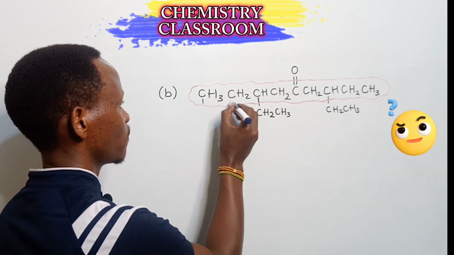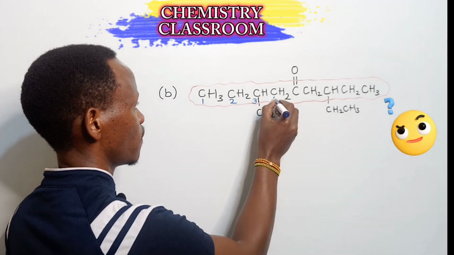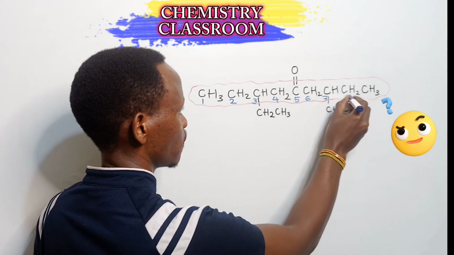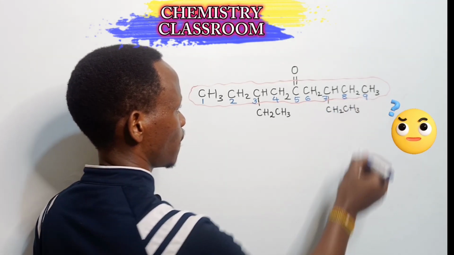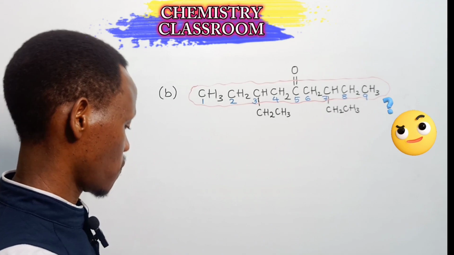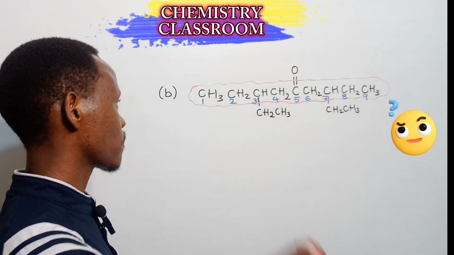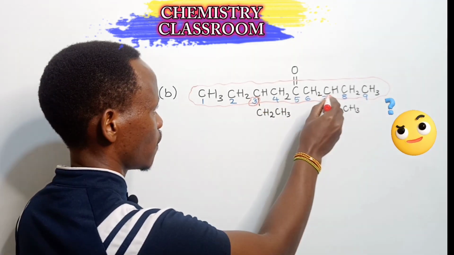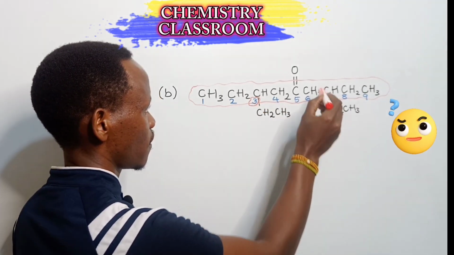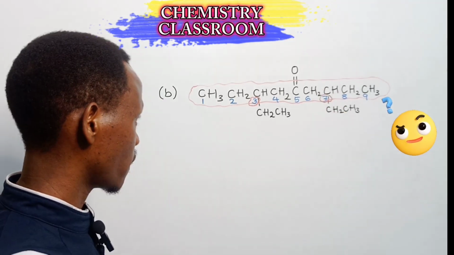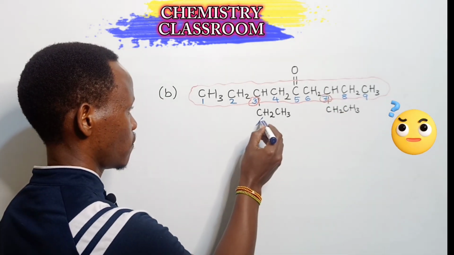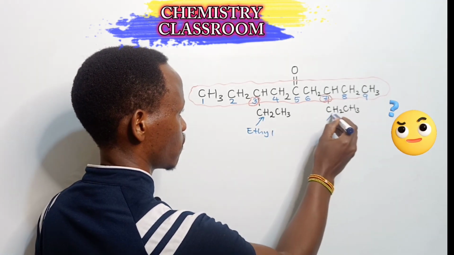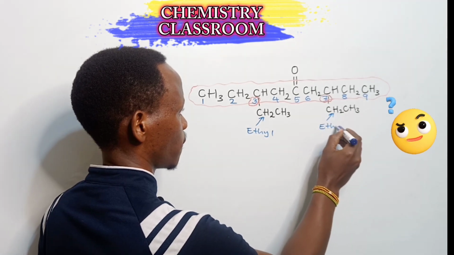So this is position 1, position 2, position 3, position 4, position 5, position 6, position 7, position 8, and position 9. Now the positions that are of consideration, we do have position number 3, which has an ethyl group, and also position number 7, which has another ethyl group. So the ethyl groups I'm talking about are this one, and so is this one. These are the 2 ethyl groups.